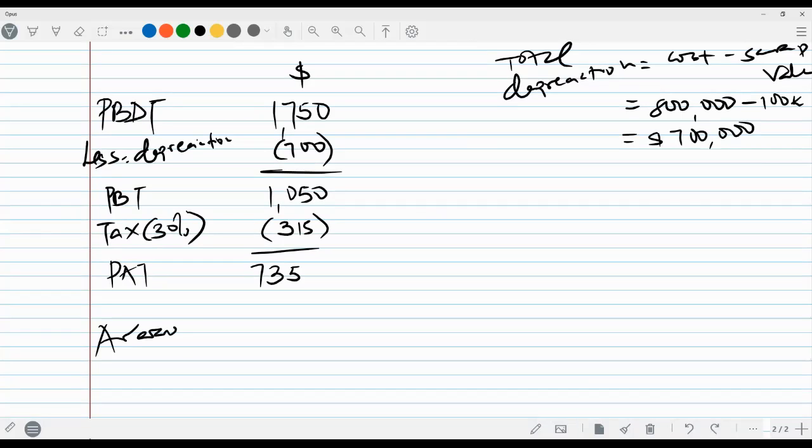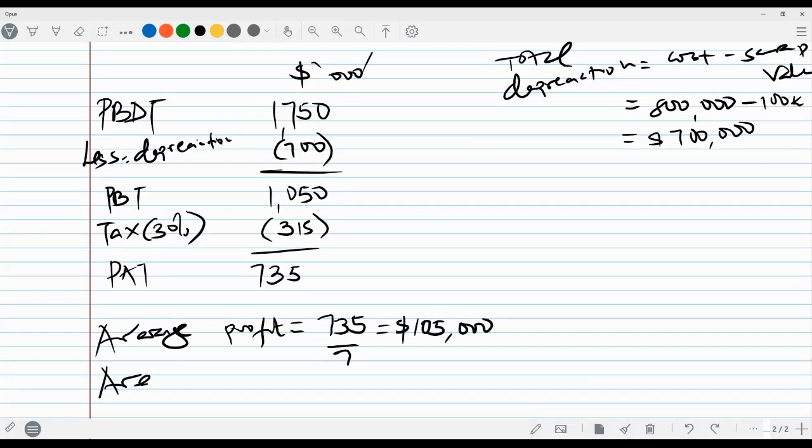Therefore, average profit per year: total profit, which was 735, divide by 7 years, and get how much? 105. Okay, you get 105. So these are in thousands.